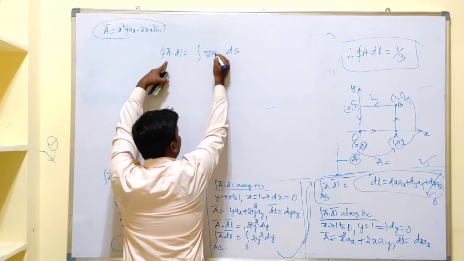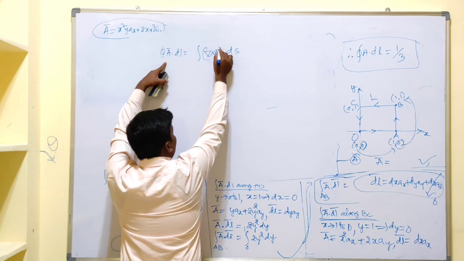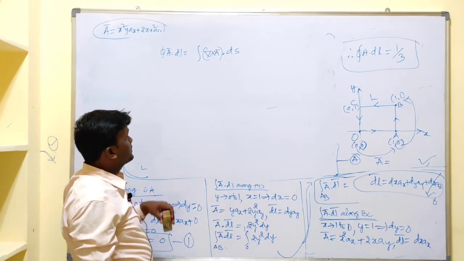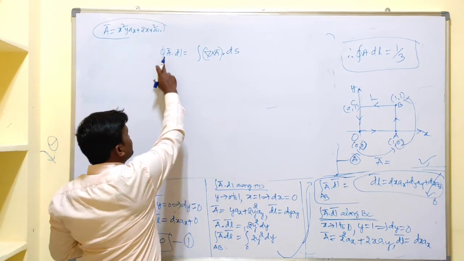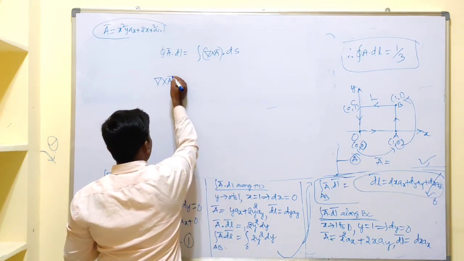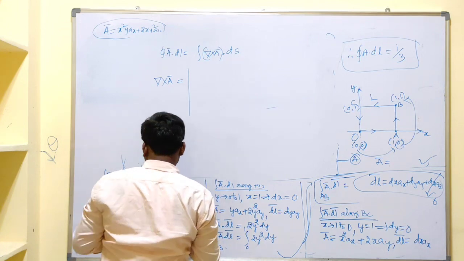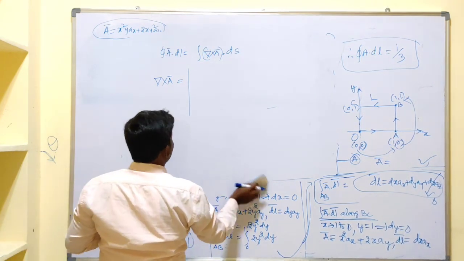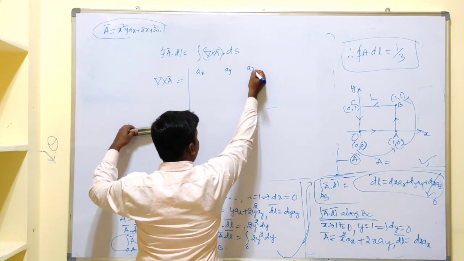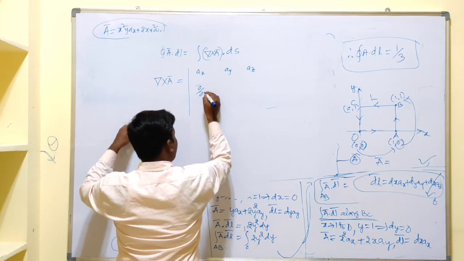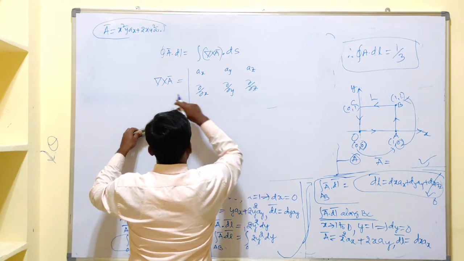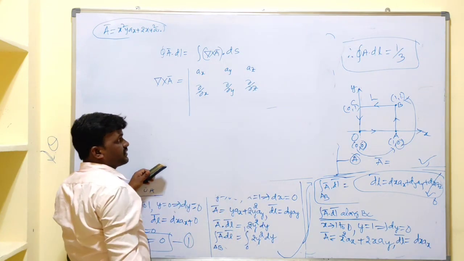The line integral becomes a surface integral, and the integrand becomes the curl of that vector. Here vector A becomes the curl of that vector. This is about Stokes theorem. In order to find this, what you require is del cross A. Can you find del cross A? Del cross A bar is nothing but the determinant with rows Ax, Ay, Az, and dou by dou x, dou by dou y, dou by dou z. These are the del components.